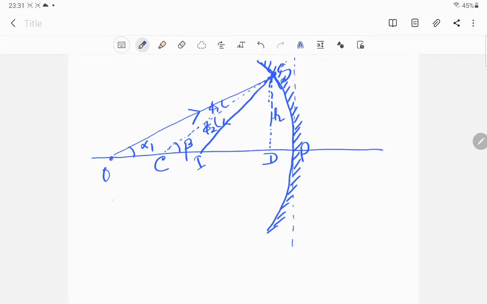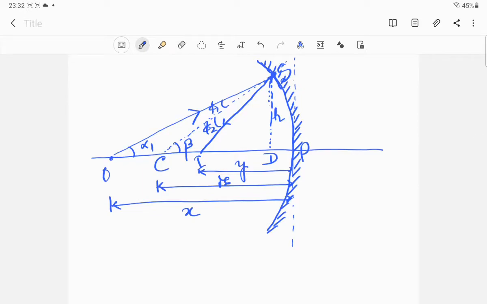Now the object distance is X. Then the center of curvature is at a distance small r. And the image distance, obviously as we have used in the last video, is y. That's all about the diagram that we are supposed to concentrate on. Now, in this diagram, you can consider that all these things are in the paraxial approximation.